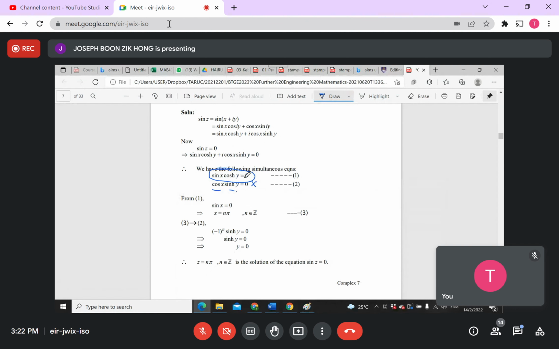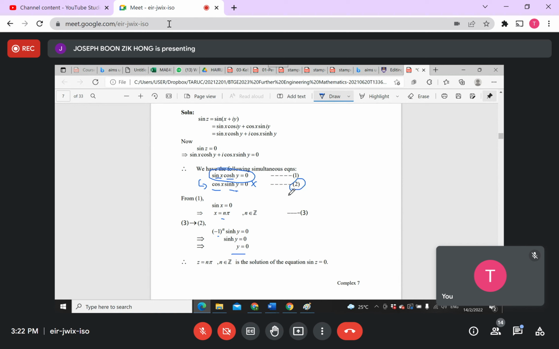I start with the first one, and because this part cannot be 0, that means only this part can be 0. Then x will be n pi. Sometimes it's cos, sometimes it's sine, not necessarily must be sine. So I get the x, and after I get the x, I put it inside here. Then I can get my y, because cos n pi will be negative 1 to the power of n, and then sine hyperbolic y equal to 0. Hence, I know that y is 0.